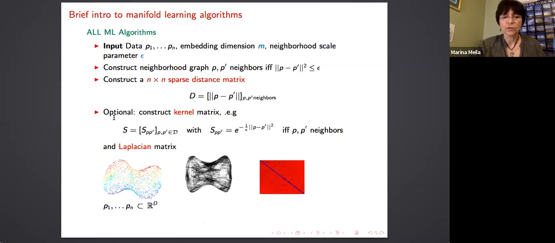Optionally, and this is going to happen in the algorithms that I'm going to describe further, from the distance matrix, we'll construct a kernel matrix or a similarity matrix by taking a Gaussian function of the distance. Now when a distance is large, this Gaussian is close to 0, and when the distance is close to 0, this is close to 1. The diagonal is blue here because we ignore the diagonal.